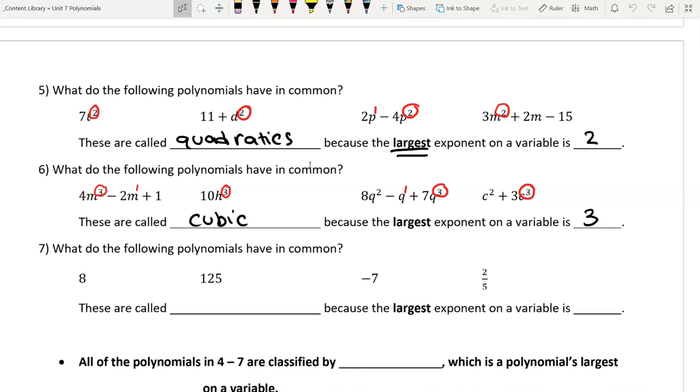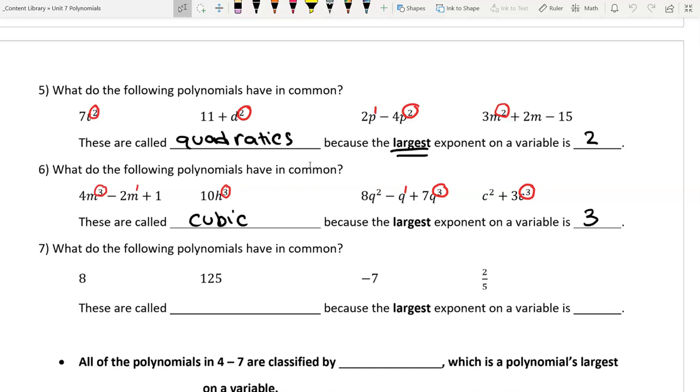Okay? So it's because cubic is technically like that volume is a 3rd degree dimension. It's weird, but that is a cubic, with a highest degree of 3. This last one is weird. What do the following polynomials have in common? Are there any variables? The answer is no.